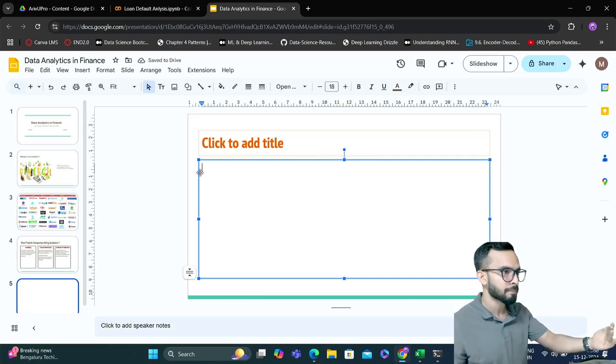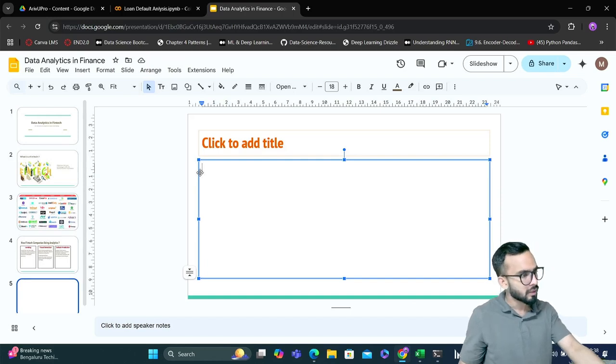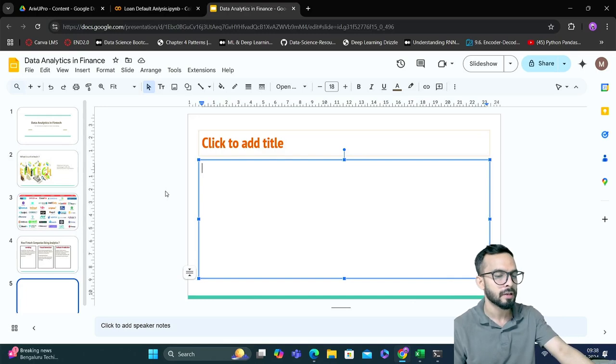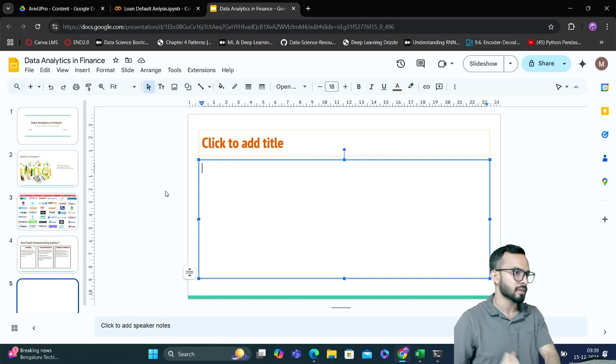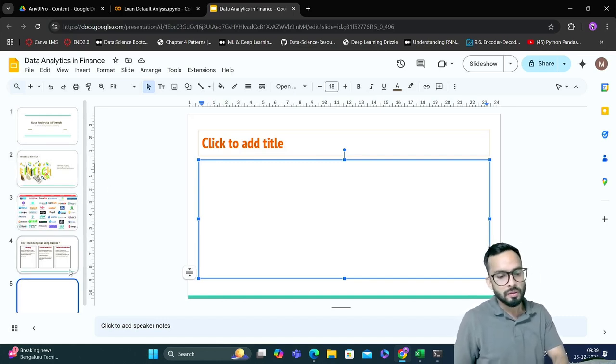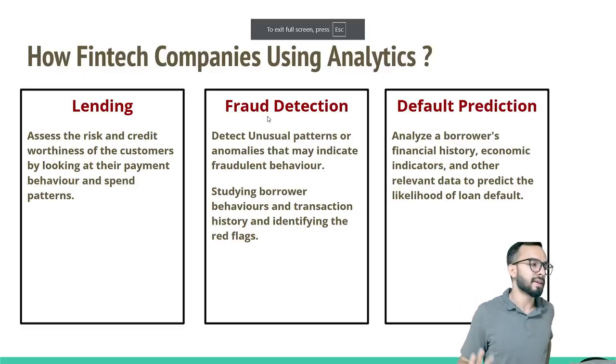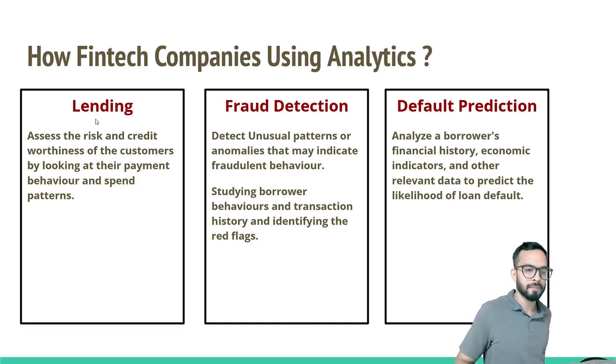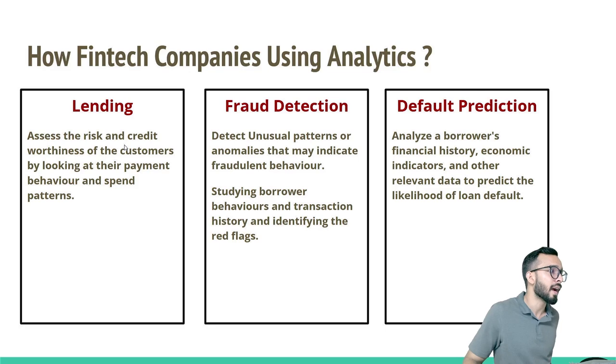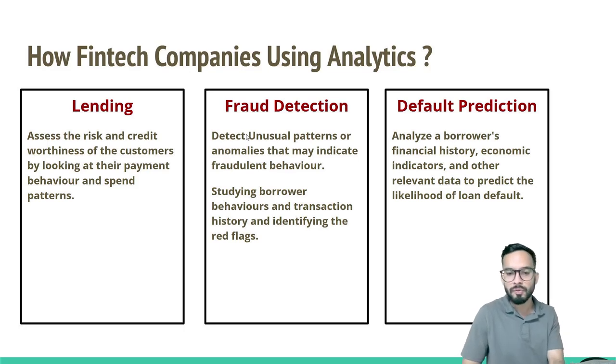One is for lending, right? If I'm lending you, how much can I lend? What is the risk associated with that? And what can I do to mitigate, to reduce that risk? To reduce that risk, maybe I can charge a high interest rate from you. So all this we can see here, in a fintech company, how analytics is used. First is on lending: we assess the risk and creditworthiness of the customers by looking at their payment behaviors and spend patterns. The next one is fraud detection.